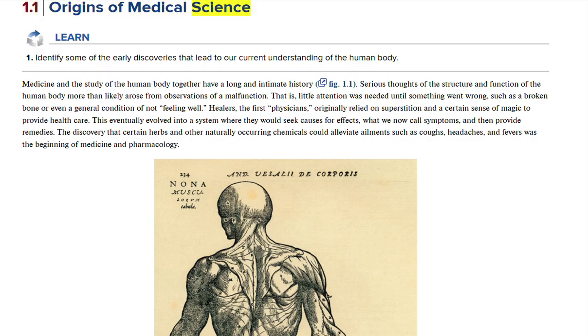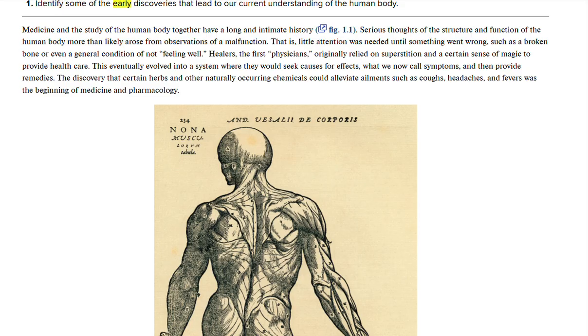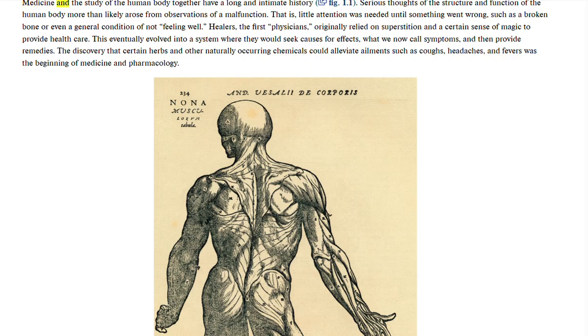1.1 Origins of medical science. Learn: identify some of the early discoveries that lead to our current understanding of the human body. Medicine and the study of the human body together have a long and intimate history. Serious thoughts of the structure and function of the human body more than likely arose from observations of a malfunction. That is, little attention was needed until something went wrong, such as a broken bone or even a general condition of not feeling well.